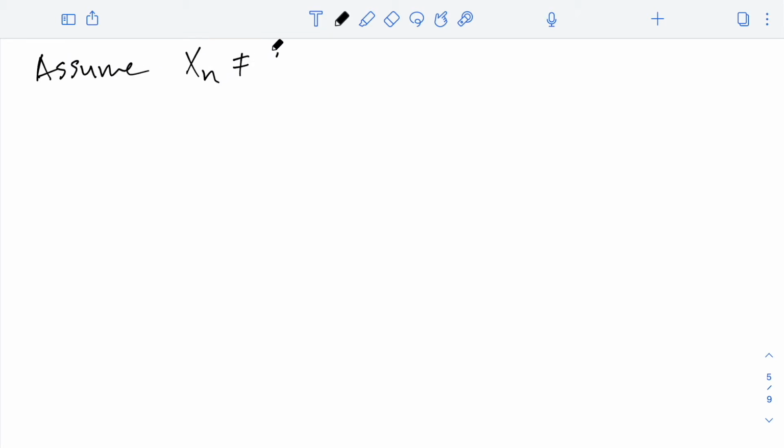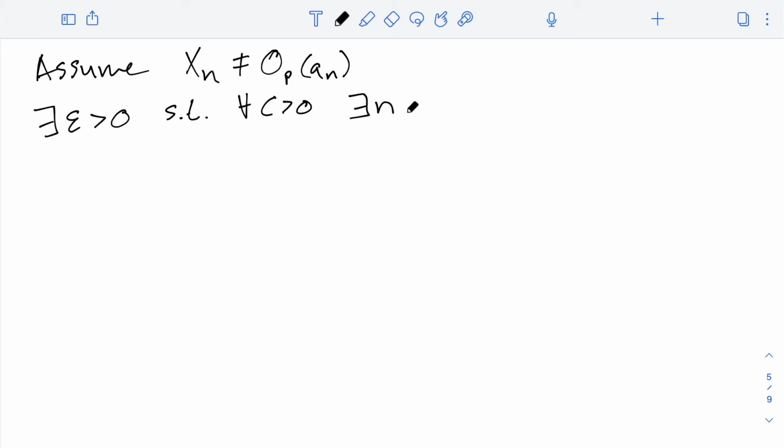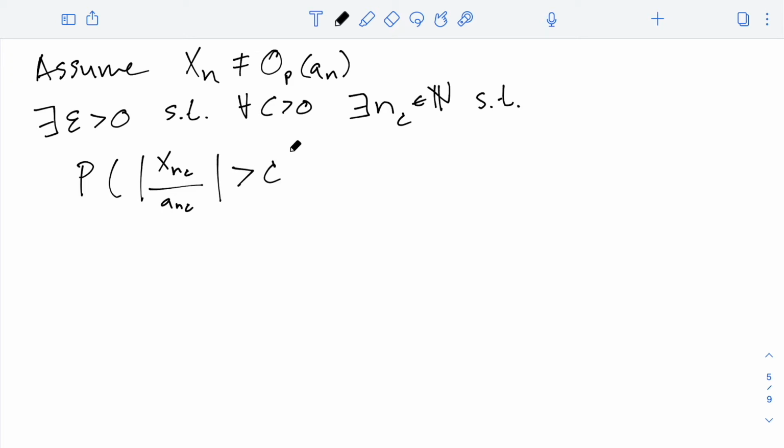Xn is not big Op of an, and what that means is that there exists some epsilon greater than 0 such that for every c greater than 0, there is some n, which I'll write as a function of c, and this is going to be a natural number, such that the probability that the absolute value of X_{n_c} over a_{n_c} is greater than c is going to be greater than epsilon.